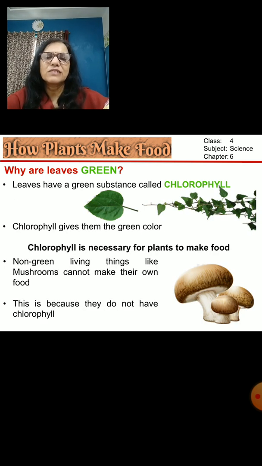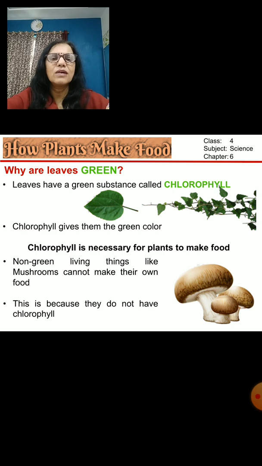There is a substance called chlorophyll which is present in the leaves, which gives the leaves their green color. Right? Chlorophyll gives the green color to the leaves, and this chlorophyll is important for plants to make food. It is necessary for plants to make food. So only green plants, meaning the plants which have green leaves, make the food. Non-green living things like mushrooms cannot make their own food because they do not have chlorophyll.